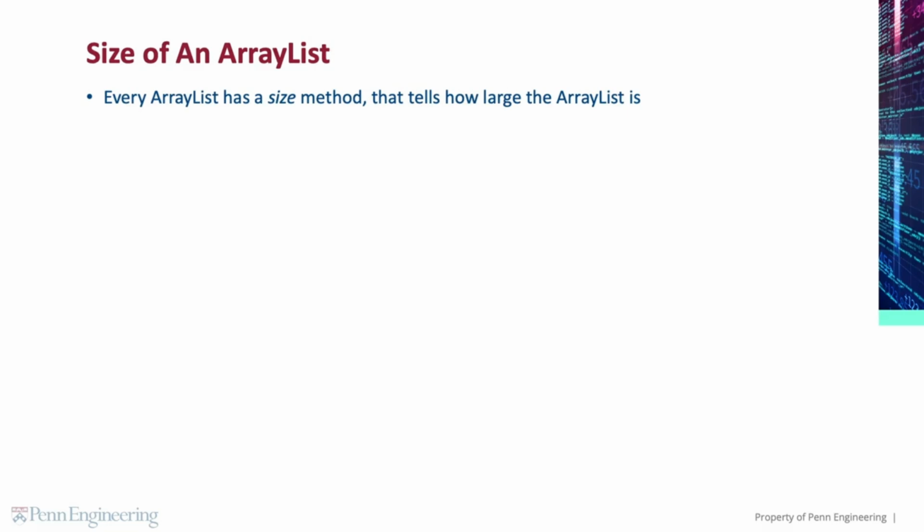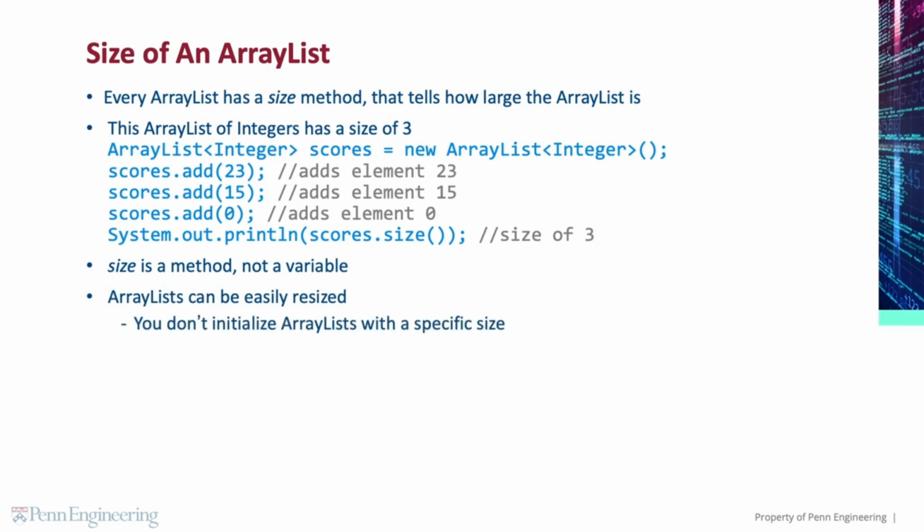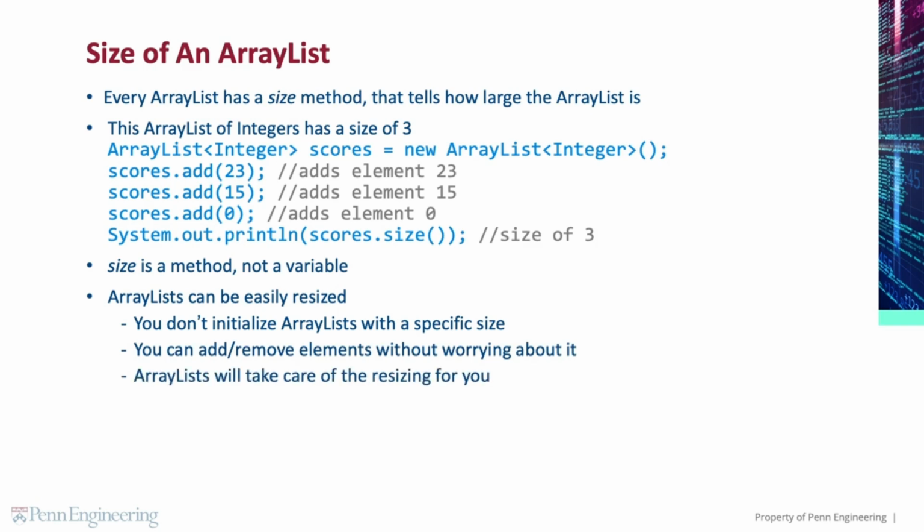Every ArrayList has a size method that tells how large the ArrayList is. This ArrayList of integers has a size of 3. We first create the ArrayList, then add individual elements to the ArrayList using the add method. Note, size is a method, not a variable. ArrayLists can be easily resized. You don't have to initialize ArrayLists with a specific size. You can add or remove elements without worrying about it, and ArrayLists will take care of the resizing for you.